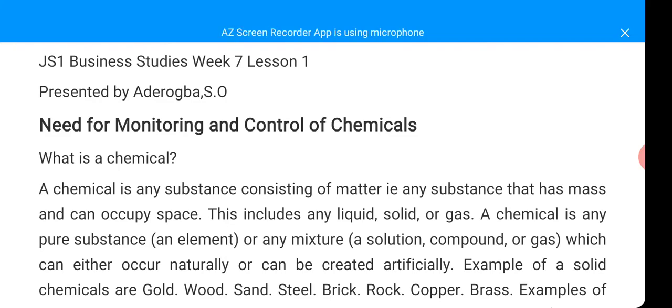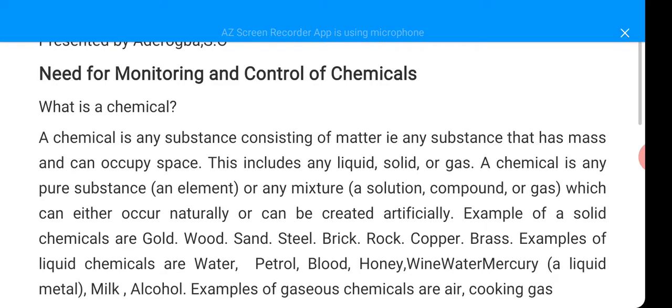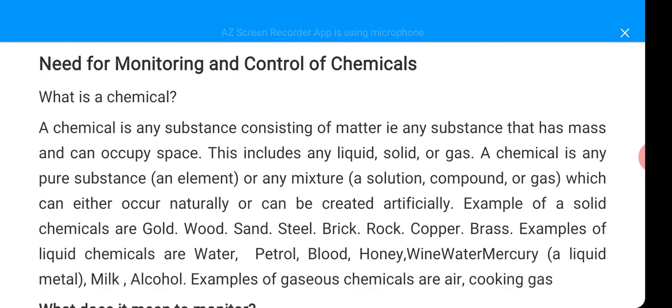The topic is the need for monitoring and control of chemicals. We shall start by looking at what a chemical is.